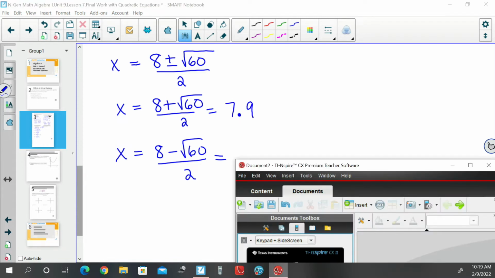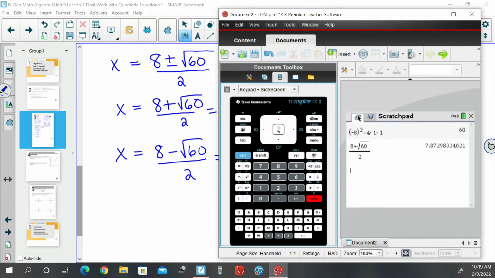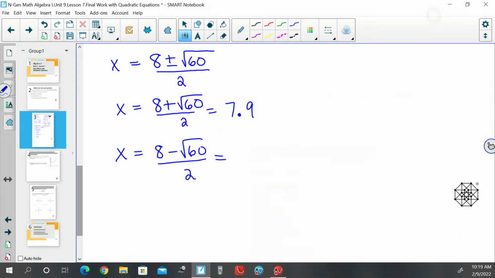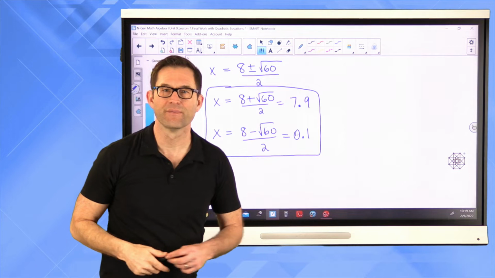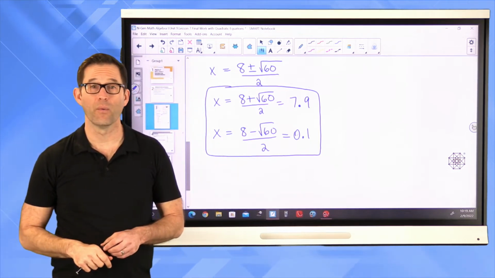And let's do now our, can I do that? Yeah, I can just modify it like that. Probably would have been faster to just retype it in, but 8 minus square root of 60 divided by 2, and that's going to be 0.1. All right. And those are our two answers, 7.9, 0.1.